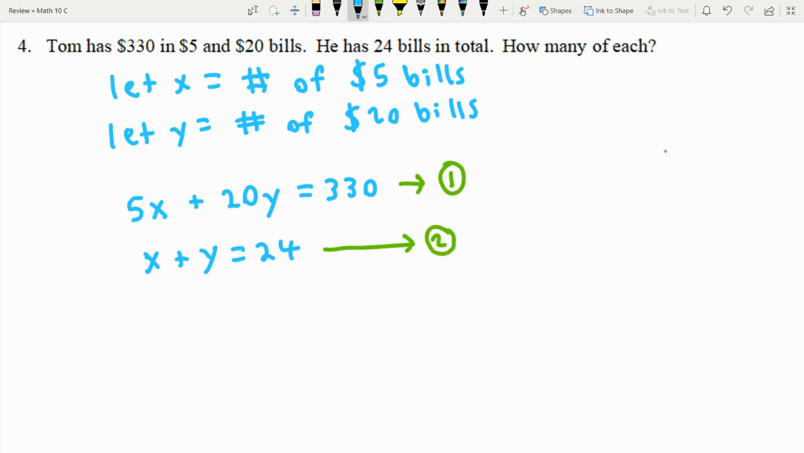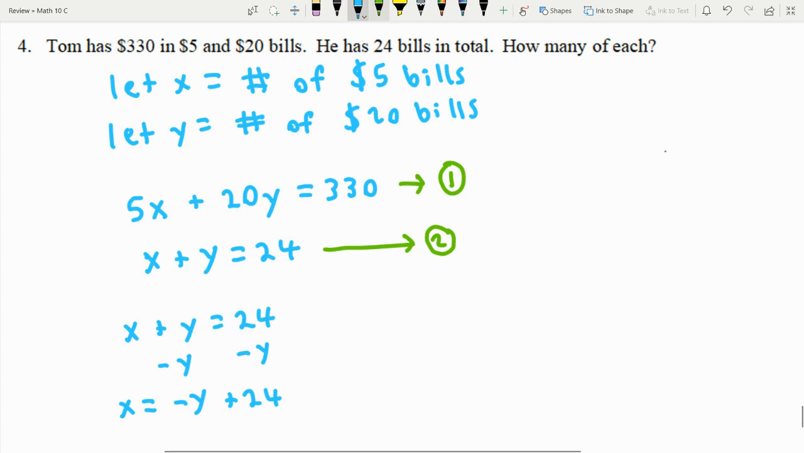And to solve this, I'm going to choose to use substitution. In this case, I think manipulating equation 2 is easier, and I'm going to isolate for x this time. So I have x plus y equals 24. I'm going to subtract y from both sides to isolate x, so I should be left with x equals minus y plus 24. And that's my new equation 1.